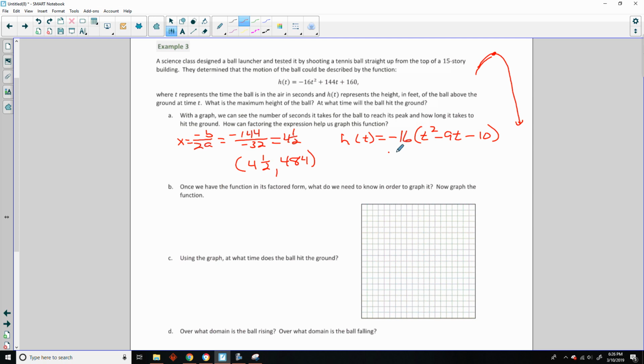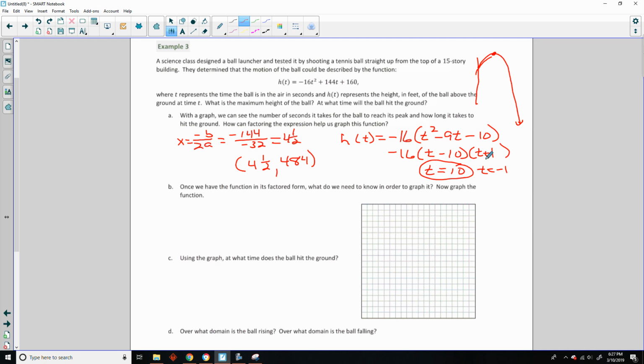All right, so now when I factor that, I get negative 16 times t, factors of 10 that add up to 9 would be 10 and 1, where this is negative and that's positive. So therefore, t equals 10 and t equals negative 1. Now, if we're on the building, time negative 1 doesn't make sense. So the answer is 10 seconds.